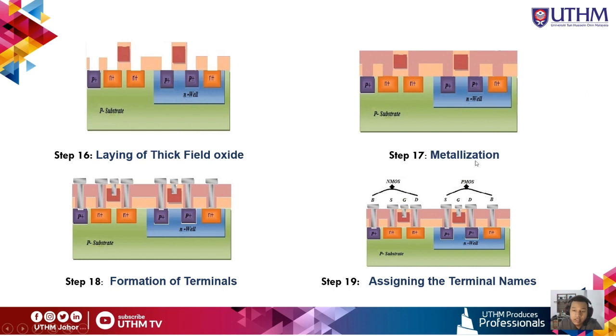And then step 17, metallization. This phase is used for the formation of metal to provide interconnections. Aluminum is spread on the whole wafer. And then step 18, formation of the terminal. In the gaps formed after removal of acid, metal terminals are formed for the interconnection. And then step 19, assigning the terminal names. Names are assigned to the terminals of NMOS and PMOS transistors.